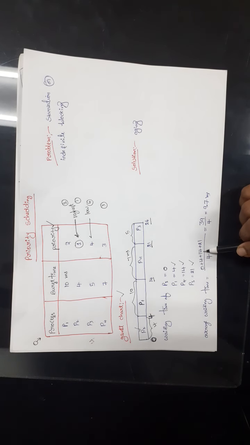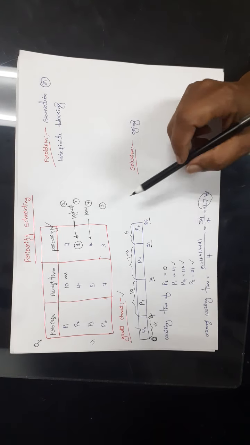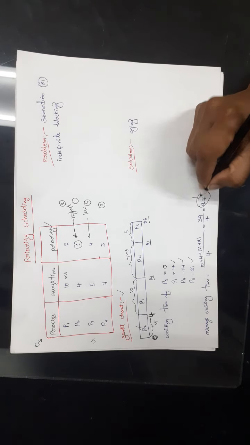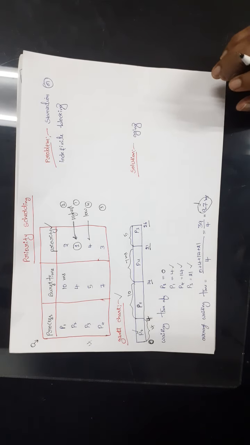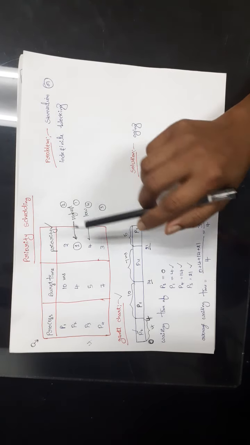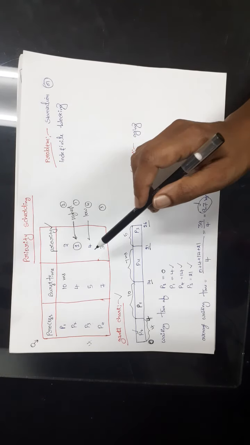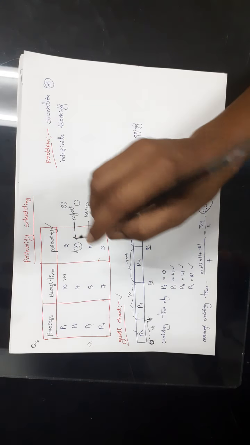Then what will be the average waiting time? 0 plus 4 plus 14 plus 21, divided by the number of entries, which is 4. So 39 by 4, that means 9.7 milliseconds. This is the average waiting time. So on average, each process waits 9.7 milliseconds. This is known as priority scheduling. So what is the advantage of priority scheduling? A process which has the highest priority will be executed first.